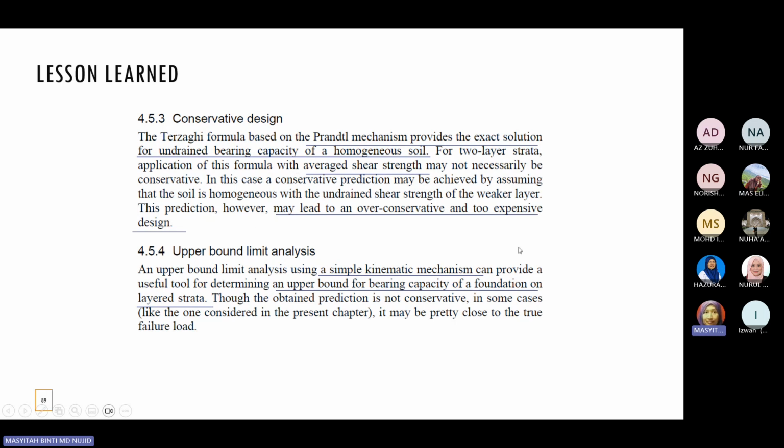So dia tak sesuai pula lah. Apa yang sesuai untuk kes yang two layer strata adalah menggunakan kaedah upper bound limit analysis. So it's using a simple kinematic mechanism which provides a useful tool for determining an upper bound for the bearing capacity of a foundation on layered strata. So though the obtained prediction is not conservative, in some cases it may be pretty close to the true failure load.